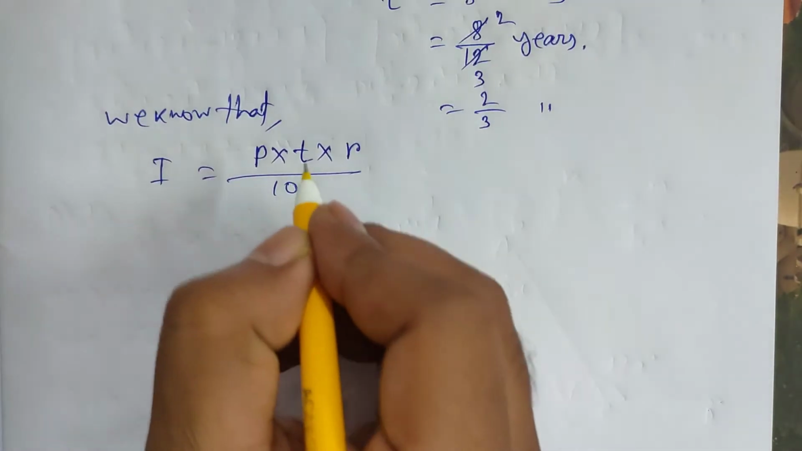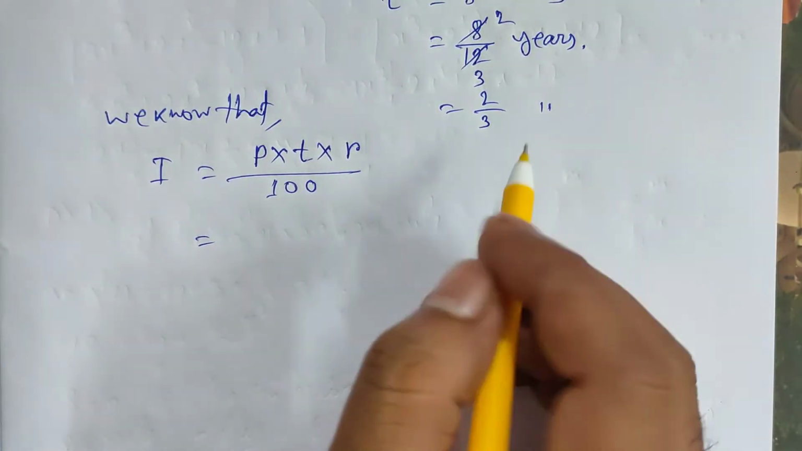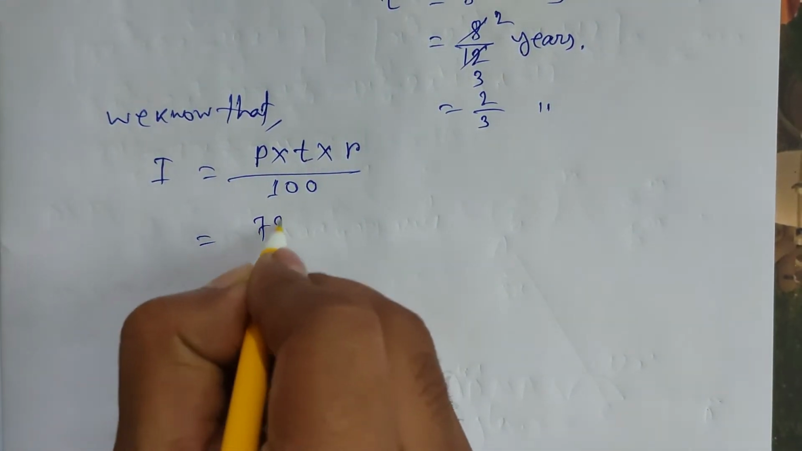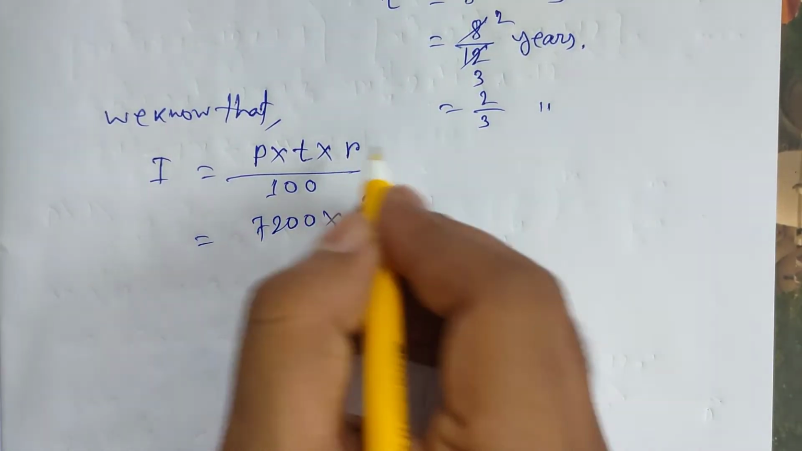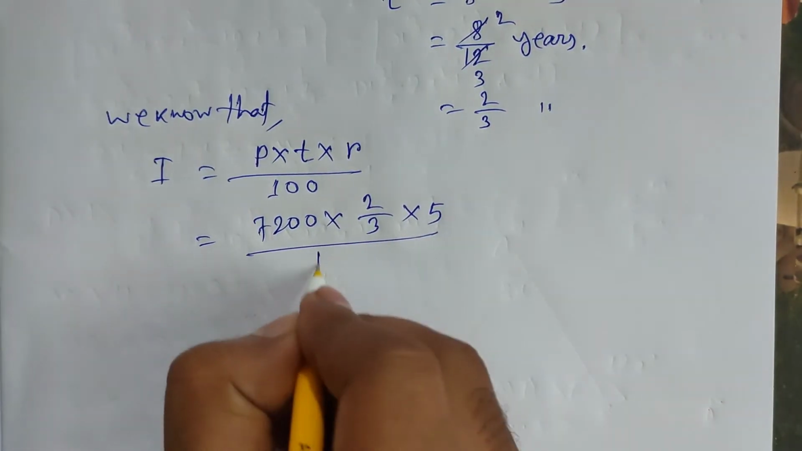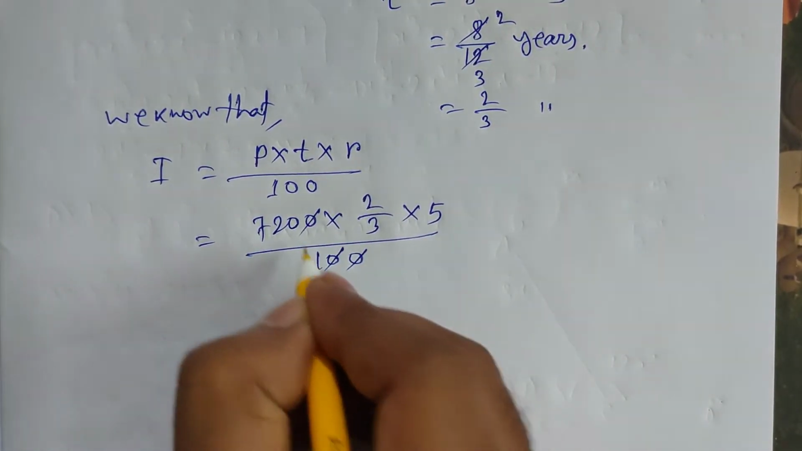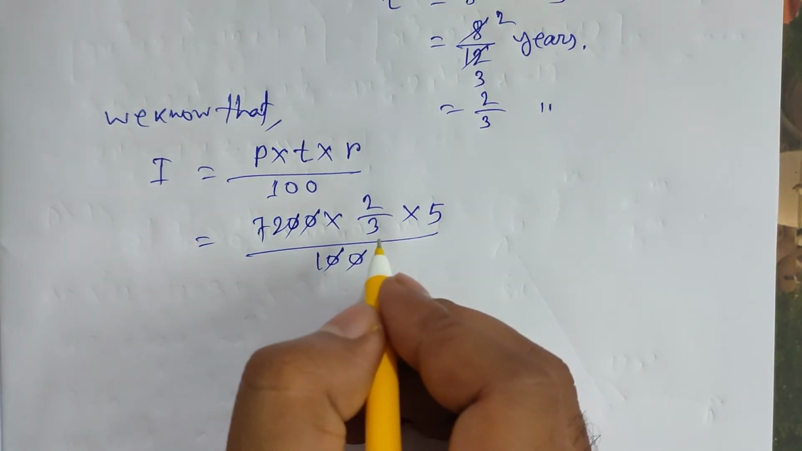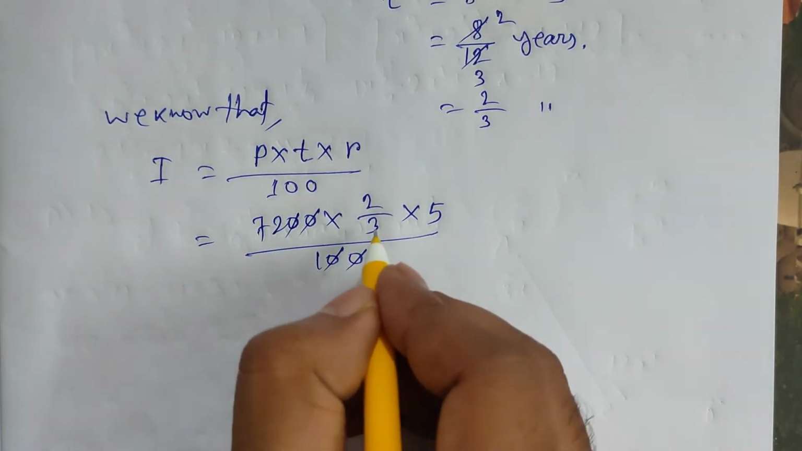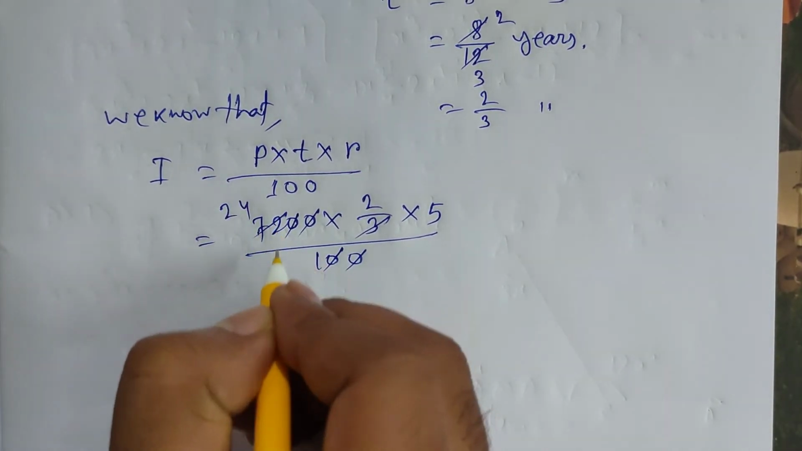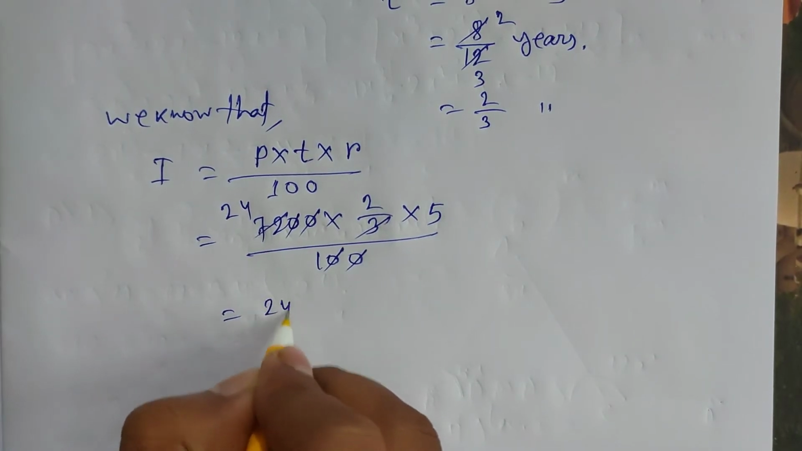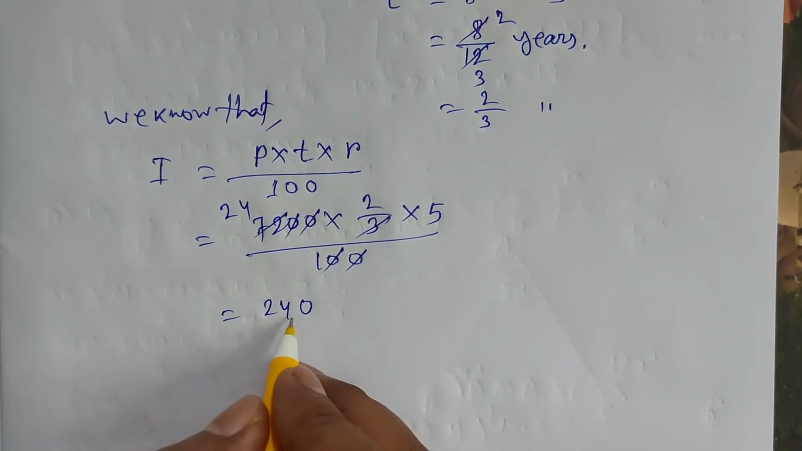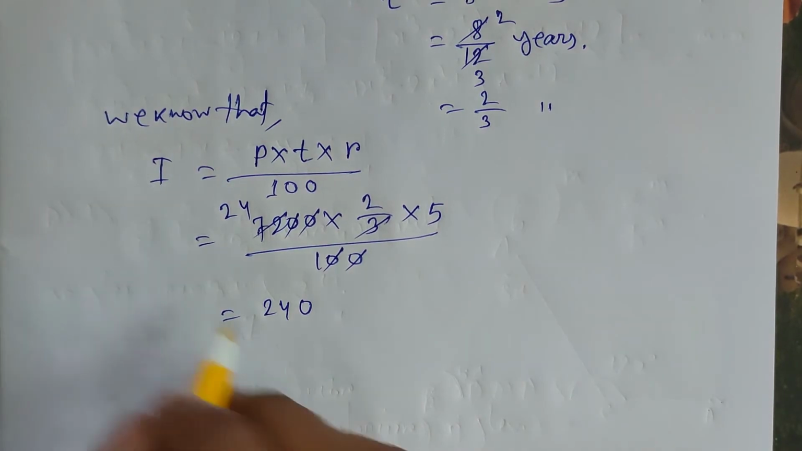It is the formula. P means here 7200, T means here 2 by 3 and R means here 5 divided by 100. Then we can cut: 72 can be divided by 3. 3 times 2 is 6, 3 times 4 is 12, that means 24. Now multiply: 5 times 2 is 10 and 24, that is 240. That means 240 is the simple interest of this.